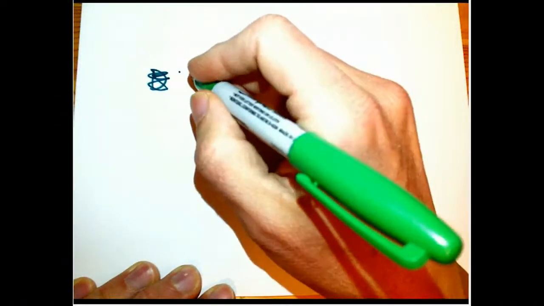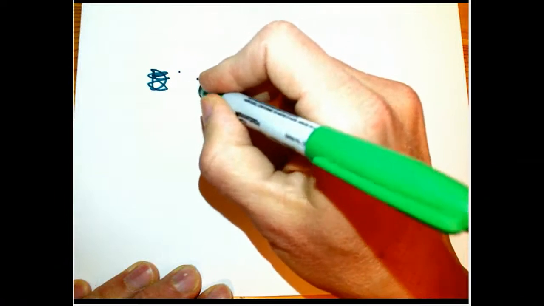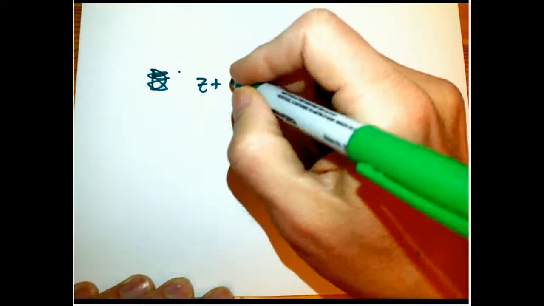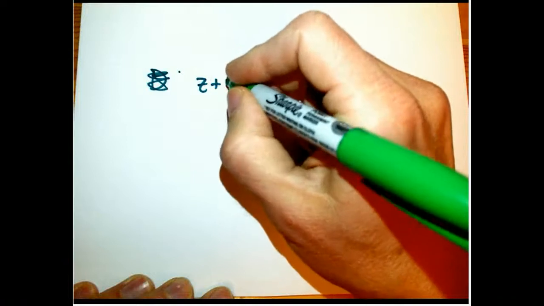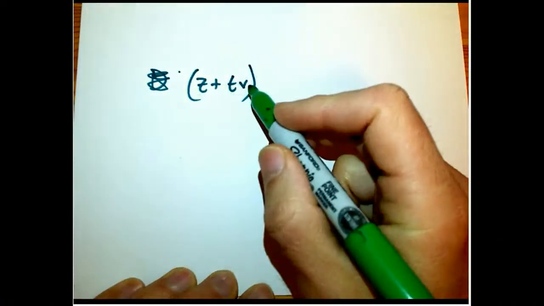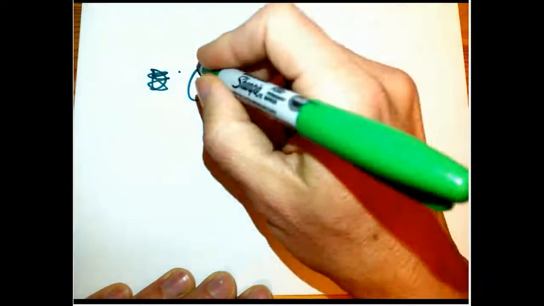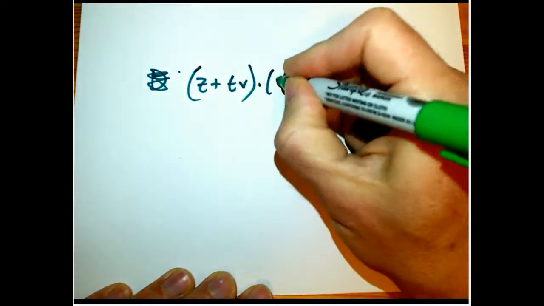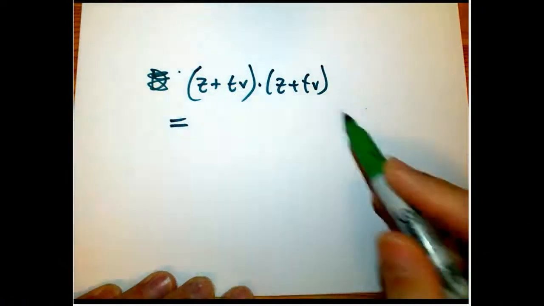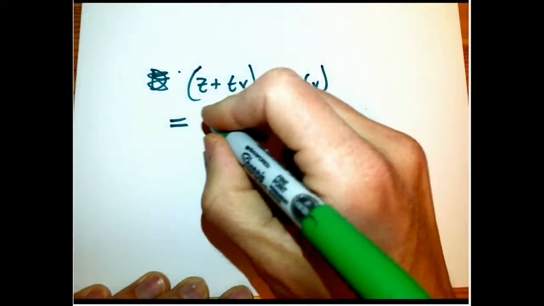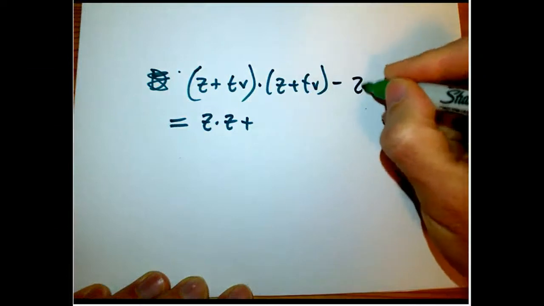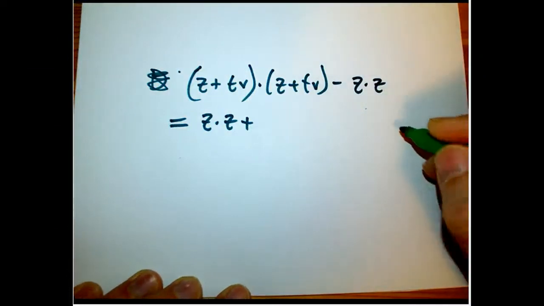What we're going to do is take z plus, let's say, tv. I'm going to start at z, and walk in the direction of v, and dot it with itself. We really want to figure out the first order part of that. z dot z is the constant part, and in fact we subtract that off to get the derivative.